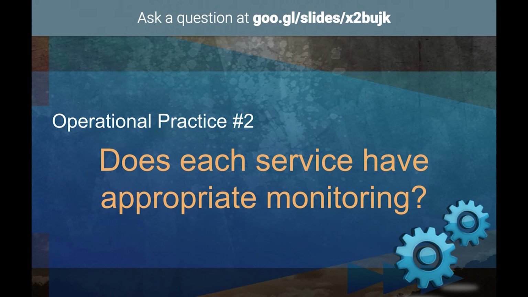Okay. Operational practice number 2. Does each service have appropriate monitoring? Your monitoring should be based on the SLA from the ops doc that you made for that given service. If you don't have an SLA, then you can at least do a simple check: is this service up or down? That can be the minimum. And we'll talk about what kind of thresholds you might use for that in just a little bit.